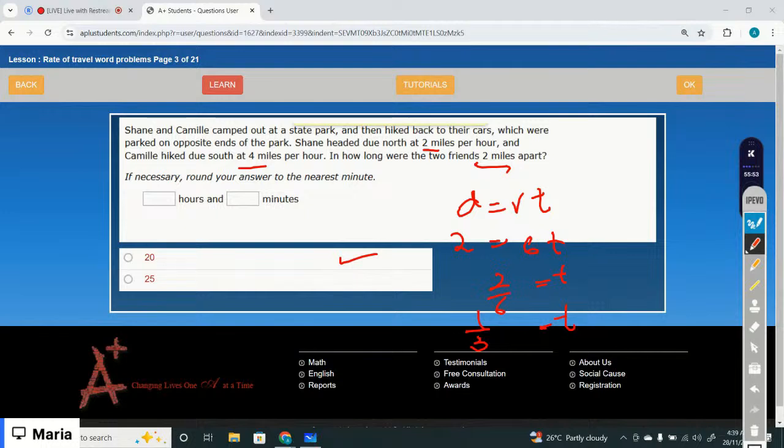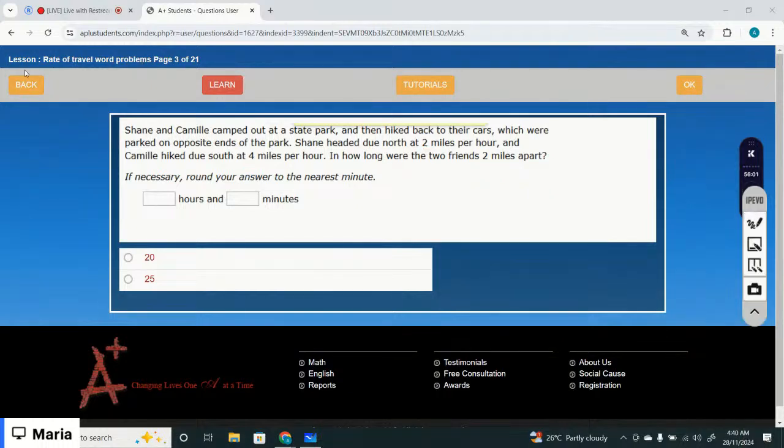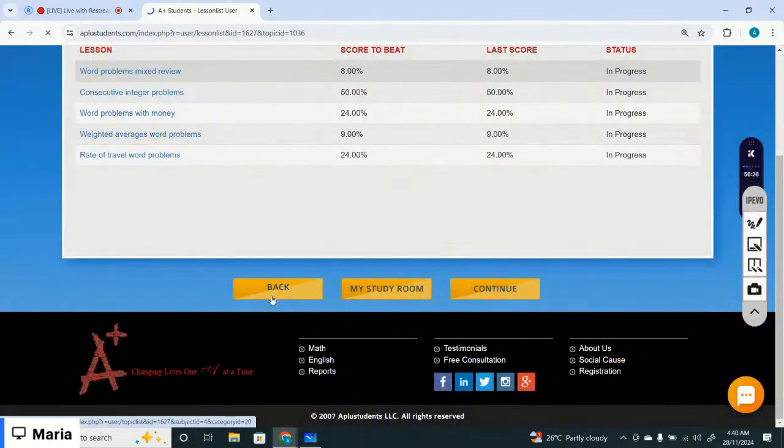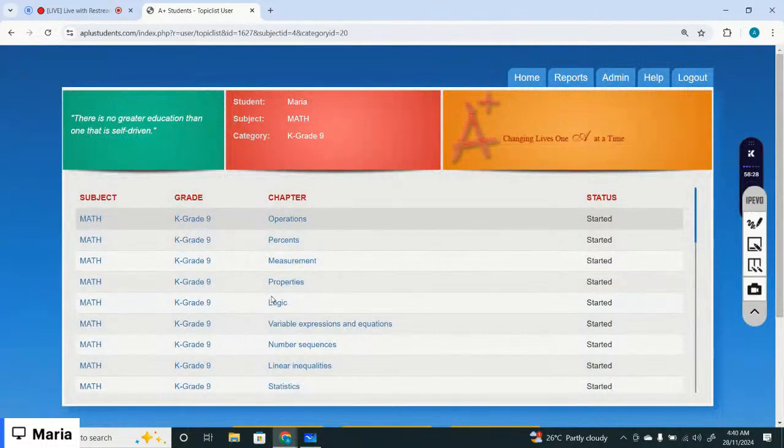So we were working on grade 9 math. The chapter we were working on is problem solving, and the lessons we have covered today are word problems with money, weighted averages word problems, and rate of travel word problems. So please make sure before the next session you complete all the practice questions for the lessons we just did. That is your homework until the next session.